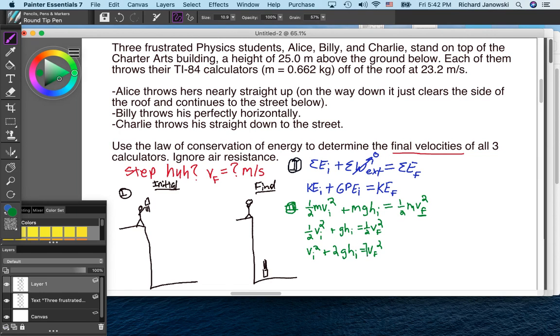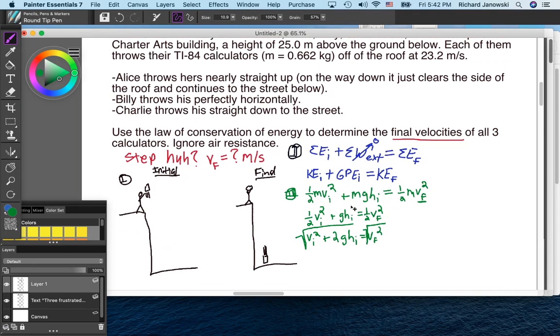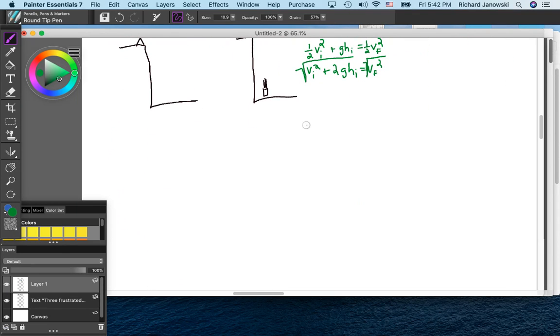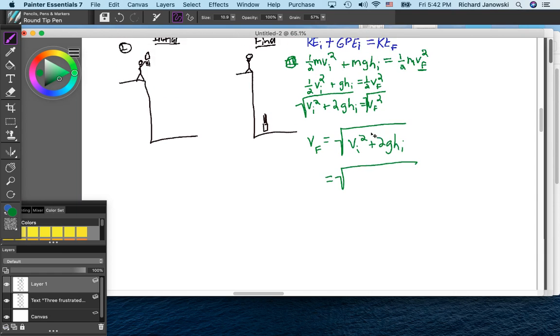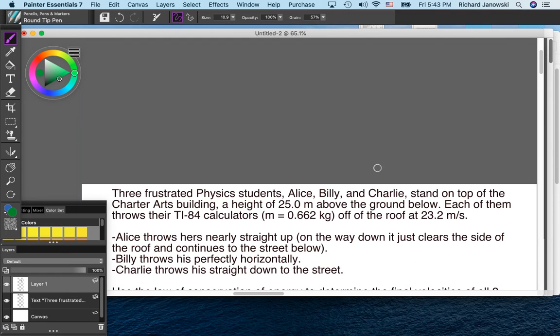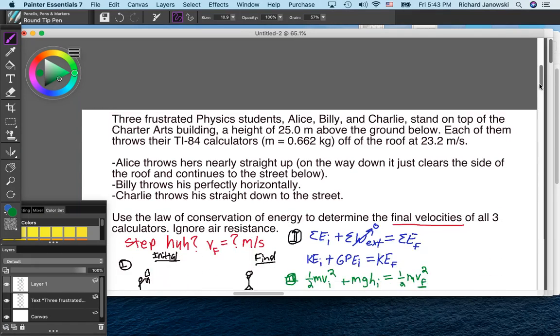Next thing to do, take the square root of both sides. And once you do that, you're going to end up with, I'm switching left to right, v final is equal to, ignore the plus or minus, the square root of v initial squared plus 2gh initial. So now we've got to go to the numbers. v final is equal to the square root of, v initial was 23.2 meters per second.